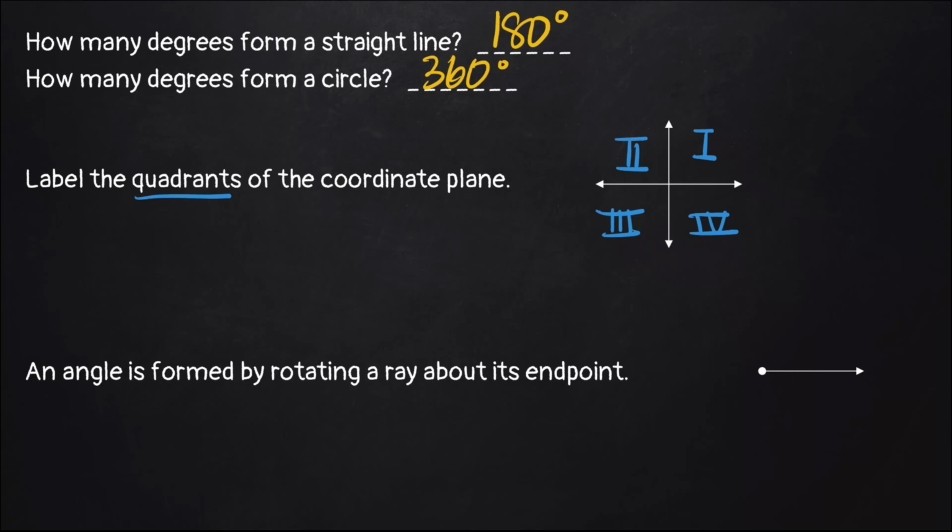Now, an angle is formed by rotating a ray around its endpoint. So if you have, let's say, a positive angle, you will open up and around. And if you have a negative angle, you would open down and around.